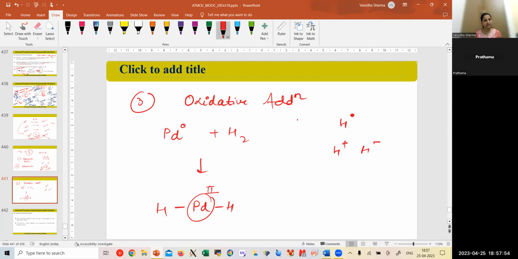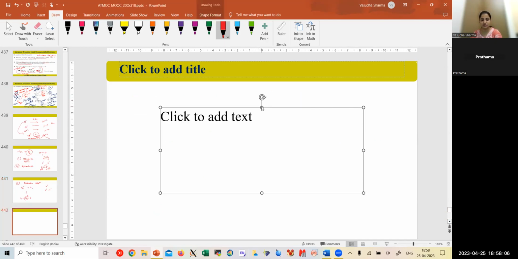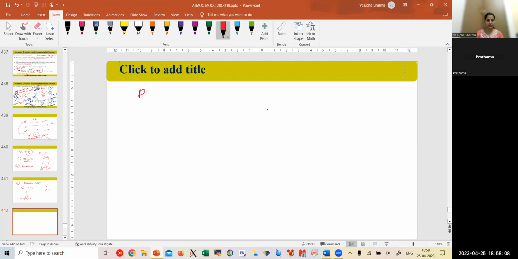So many coupling reactions, or almost all the coupling reactions, or reactions like hydroformylation or hydrogenation, involve oxidative addition. And complementary to oxidative addition, there is one more method called reductive elimination. This is the reverse of oxidative addition.